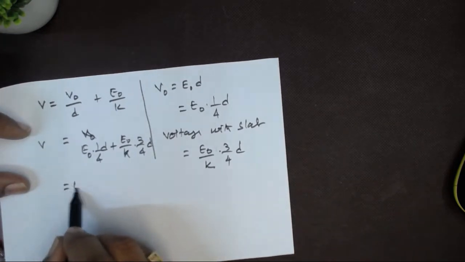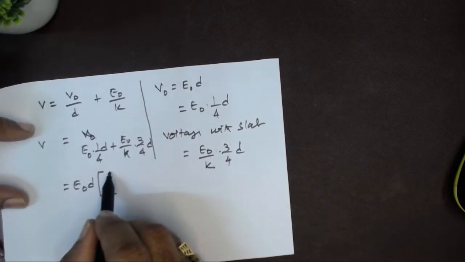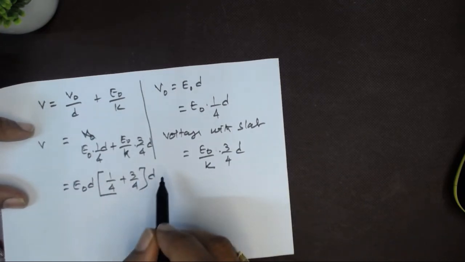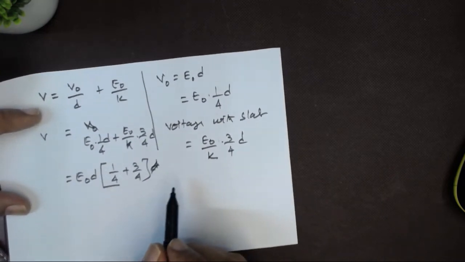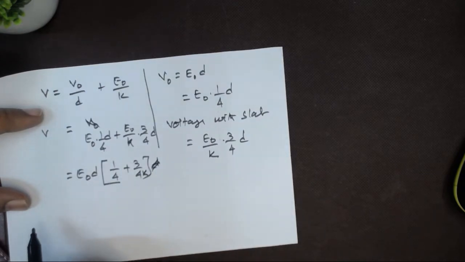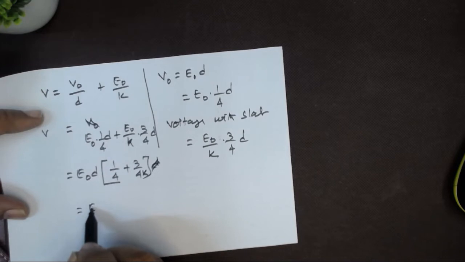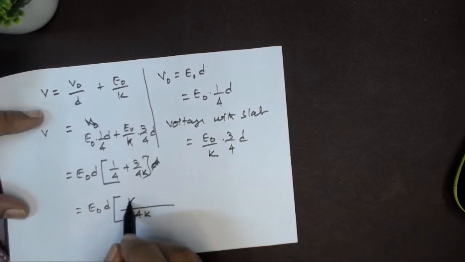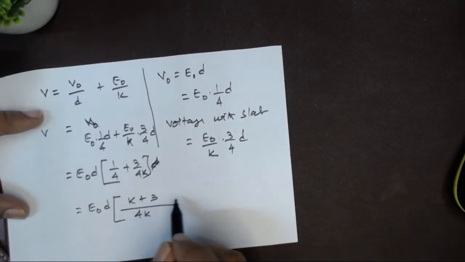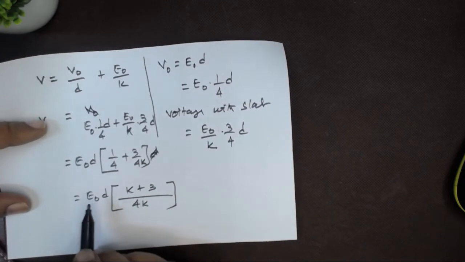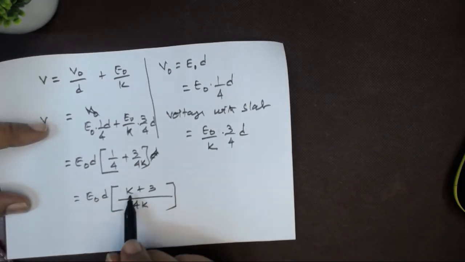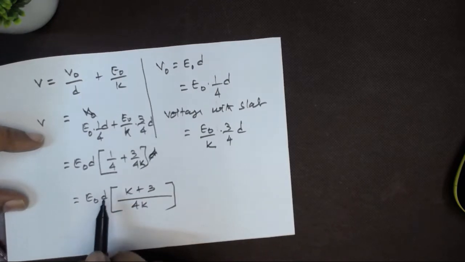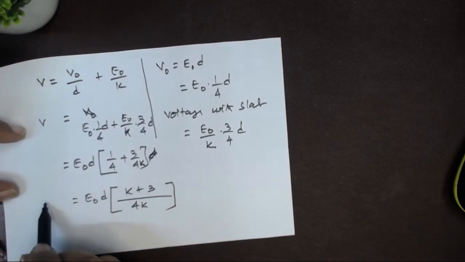Now, which is common here? E naught D is common. We can take it outside the bracket, and therefore 1/4 plus 3/4 into D, and that D has been taken out here, right? And this is 3/4 K, actually 3/4 K. Therefore, E naught into D, and take the LCM 4K. So this becomes K plus 3, okay, K plus 3, right? So V naught is E naught into D into K plus 3 whole divided by 4K, where K is the dielectric constant, E0 the electric field, D the distance between the two plates. So this is the potential difference.